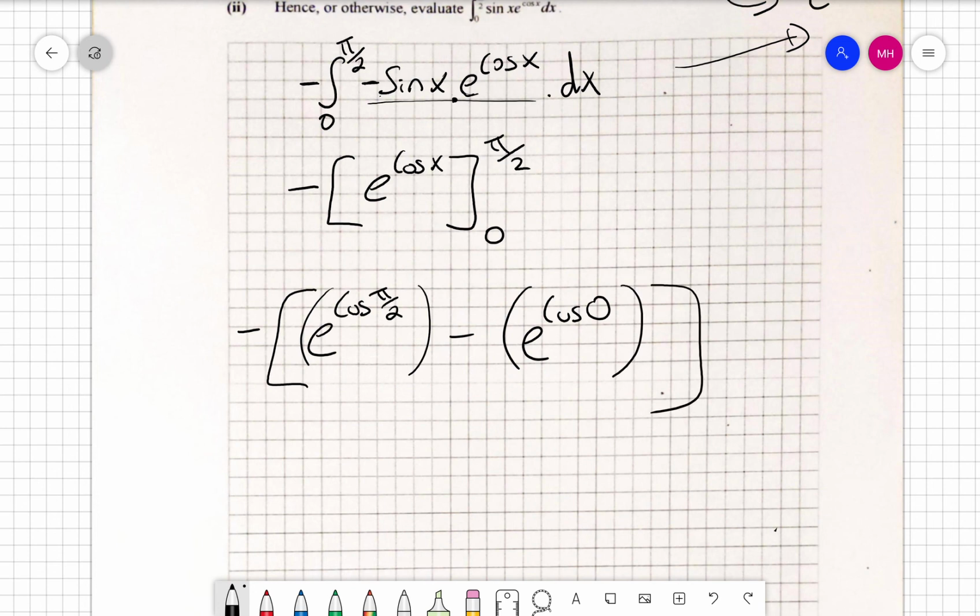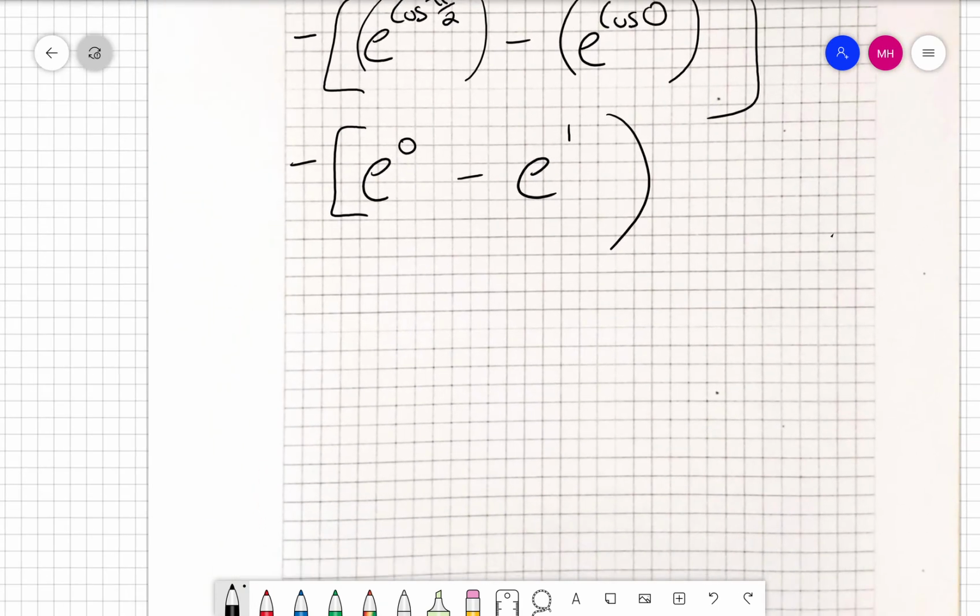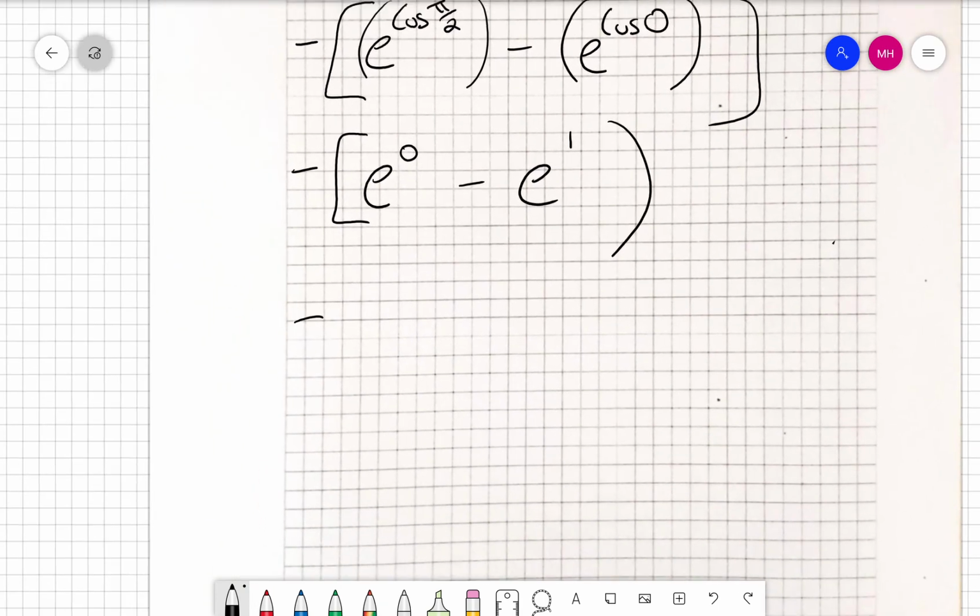So what is cos pi over 2? Pi over 2 is 90. The cos of 90, if you go to page 13 of your log table, is, of course, 0. So you've got e to the power of 0 minus the cos of 0, which ironically enough is 1, so e to the power of 1. So it's minus all of this. E to the power of 0 is 1, and it's minus e to the power of 1 there.